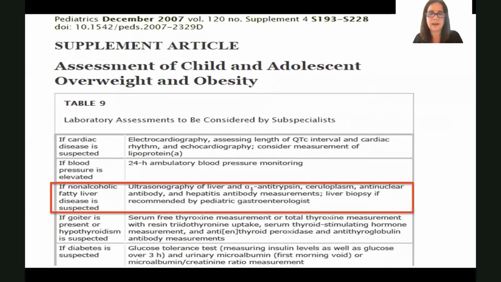They also said, what should you do if some of these are elevated? There's a whole number of tests you can do because there are all these different complications. But in terms of the liver tests, they really say, look, if you're a subspecialist, that's when you should move forward. And they give a whole host of other tests to think about, but they have put that into the realm of the subspecialists.